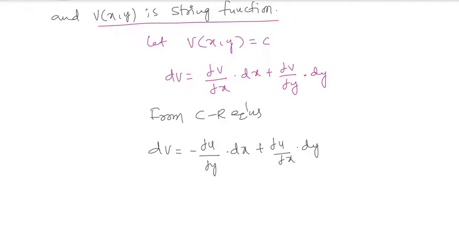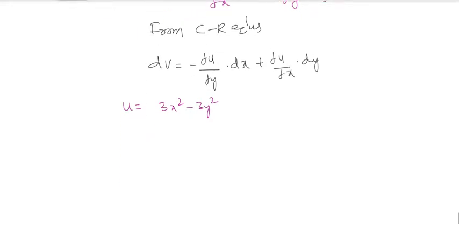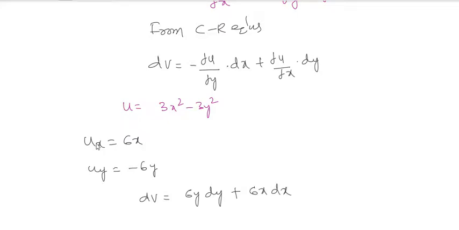Am I correct or not? Yeah. What function have they given? U will be what, ma? U is 3x square minus 3y square. So for this, what is your Ux? 6x. Uy is minus 6y. Am I correct or not? So substitute this, dv will be what, ma? Minus Uy, so that is minus dou u by dou y. Which is nothing but what? Minus of minus is plus. So that is 6y into dy plus dou u by dou x, 6x into dx. Am I right or not?